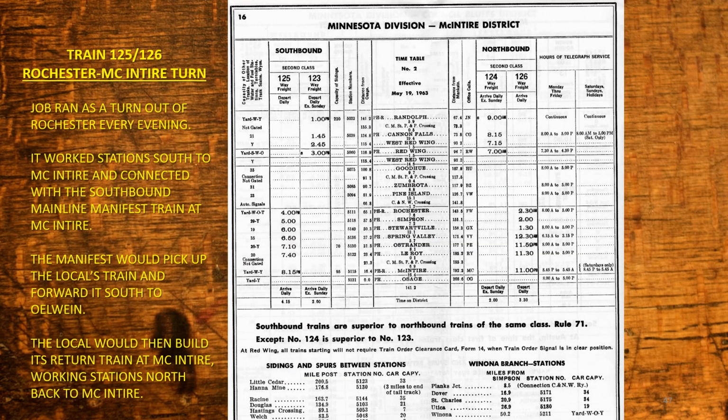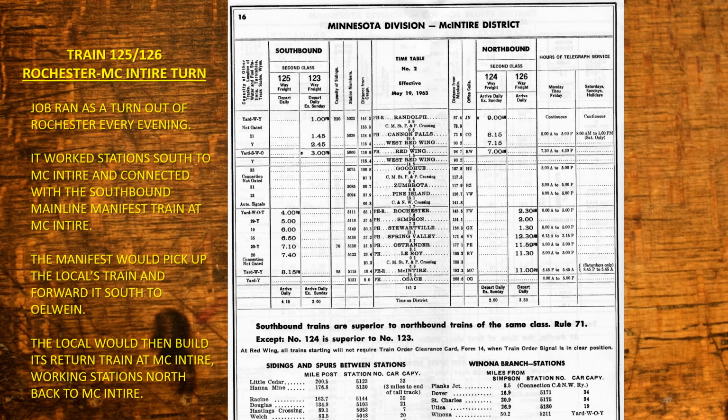Here's a timetable scan from the time that I model, showing train 125, 126, the Rochester McIntyre turn. The job ran as a turn out of Rochester every evening. It worked stations to the south of McIntyre and connected with the southbound mainline manifest freight at McIntyre. The manifest would pick up the local's train and forward it south to O-line. The local would then build its return train at McIntyre and work stations back north up to Rochester.